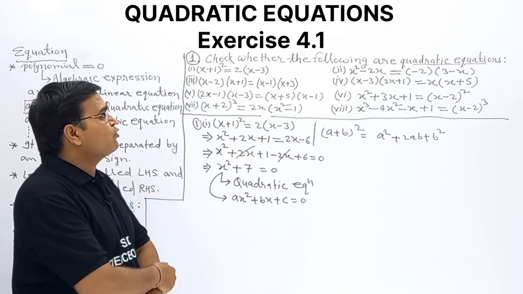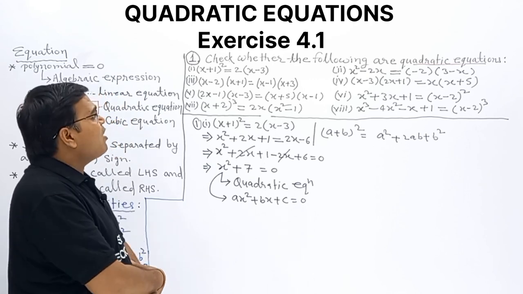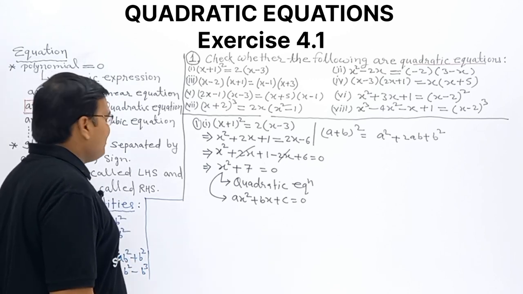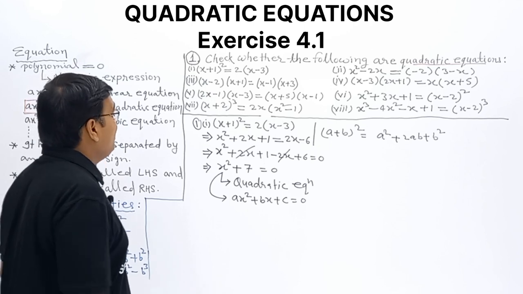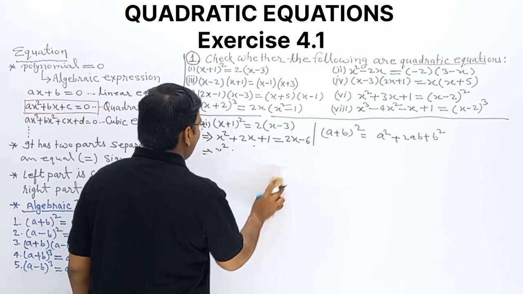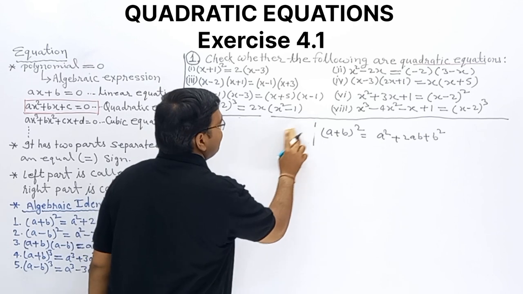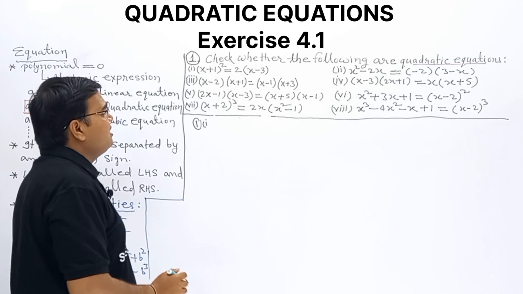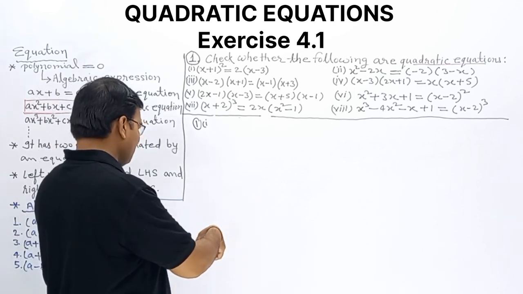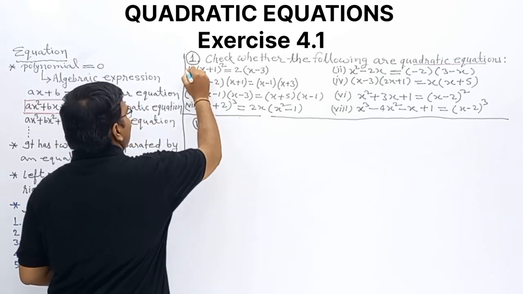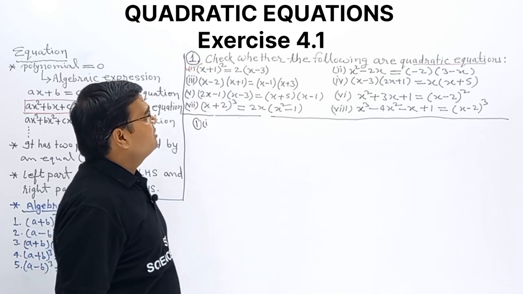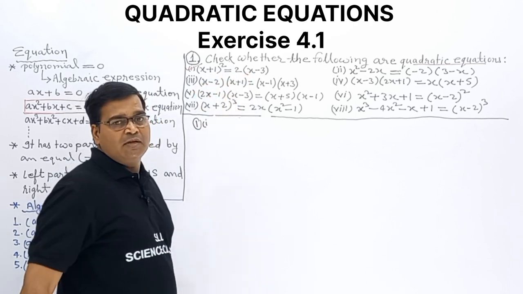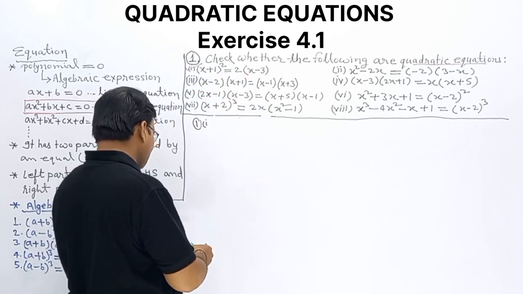Clear? So this is the process of solving all these questions. Now I am going to solve question number 2. The same process we will follow. Sometimes we will use these identities when required. Now question number 2 I am taking. Observe carefully. All questions are easy. So the first one is what? The first one is a quadratic equation. Check whether the following are quadratic equations or not. We checked this, the first one is what? Quadratic equation. Now I am taking the second one.